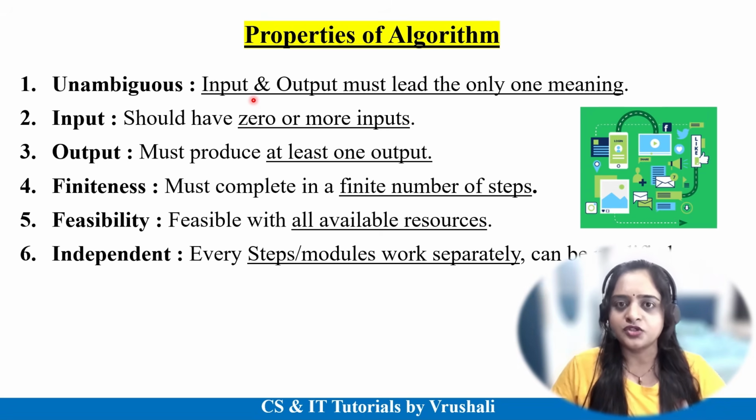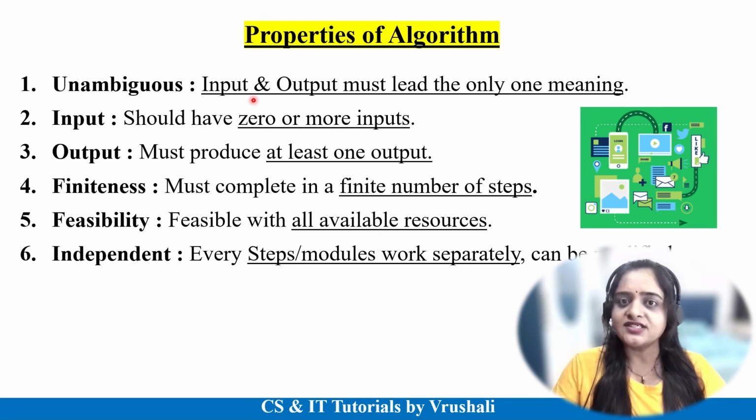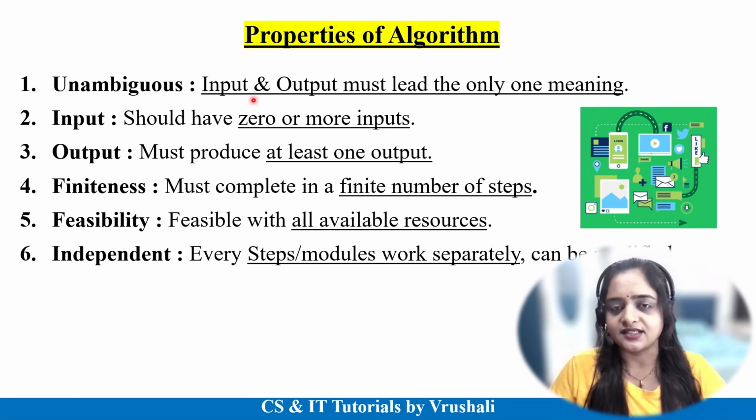Suppose 2 plus 2, where plus indicates addition, the output is 4. Input and output must carry the same meaning, which is called unambiguous. Again, while chatting on WhatsApp, you send messages continuously to the actual contact, the actual person, so input and output must carry the same meaning. This is called unambiguous.